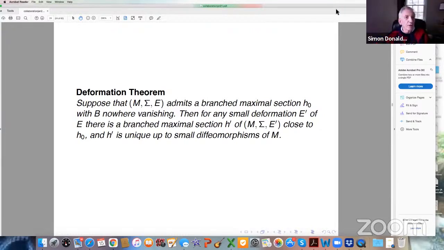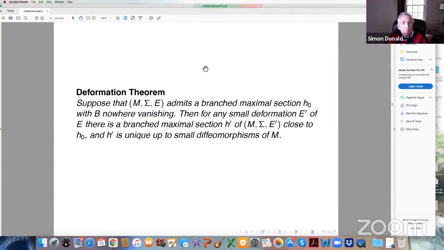So just to review, recall we're interested in the setup with what we call a branched maximal section over a manifold M, which is a solution of a second order PDE with a certain kind of singular behavior over a codimension 2 subset sigma. And the result we're focusing on is a deformation theory for these objects.